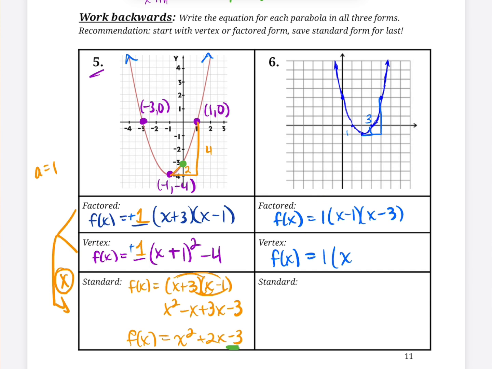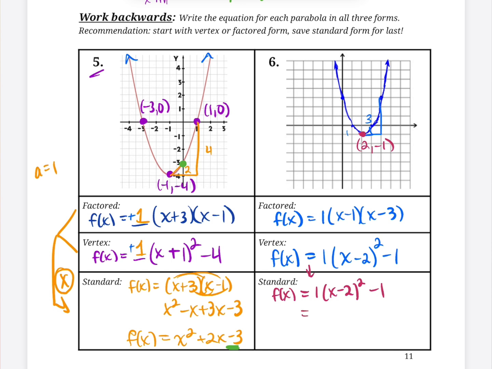Okay, what do we got? We got x minus 2 squared minus 1, right? Because this ordered pair is at 2 comma negative 1. That's where that guy is. And so just to mix it up a little bit, I am going to use the vertex form to find standard form, just so you can see what it looks like to multiply this one out. So I've got 1 times x minus 2 squared minus 1.